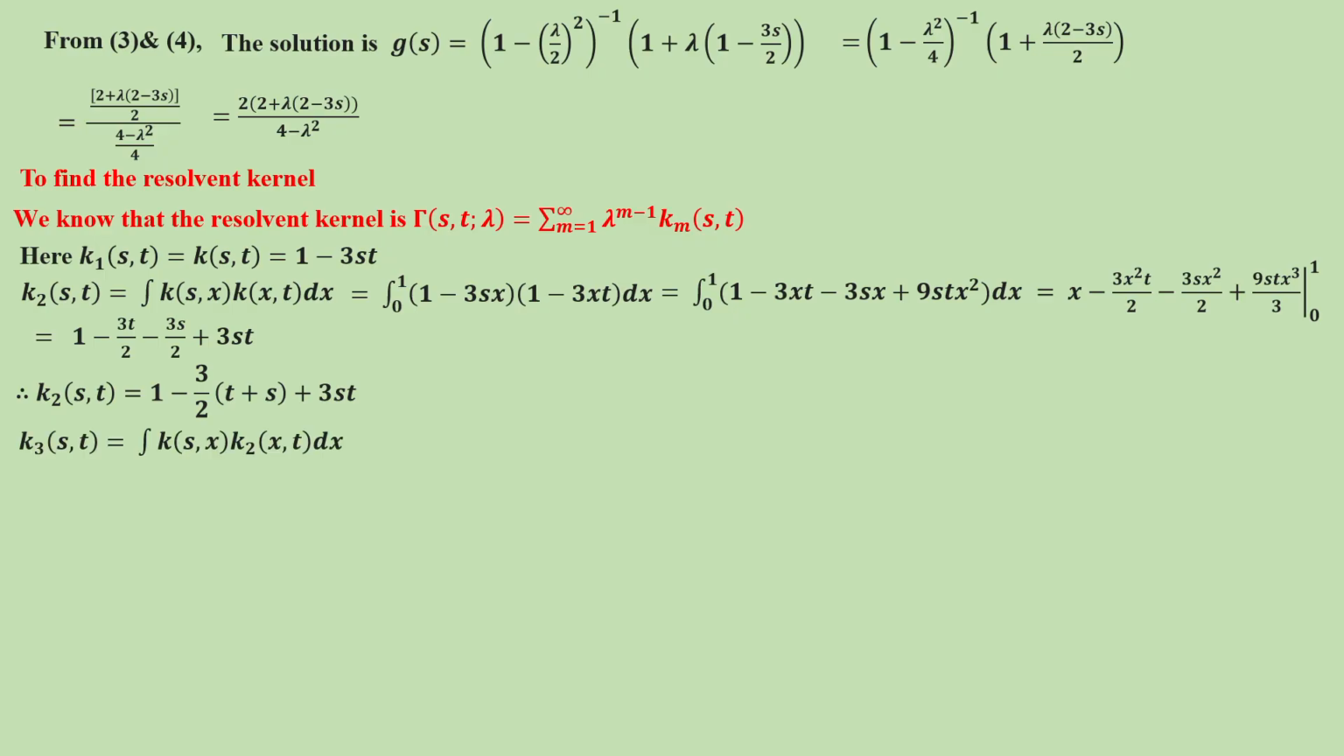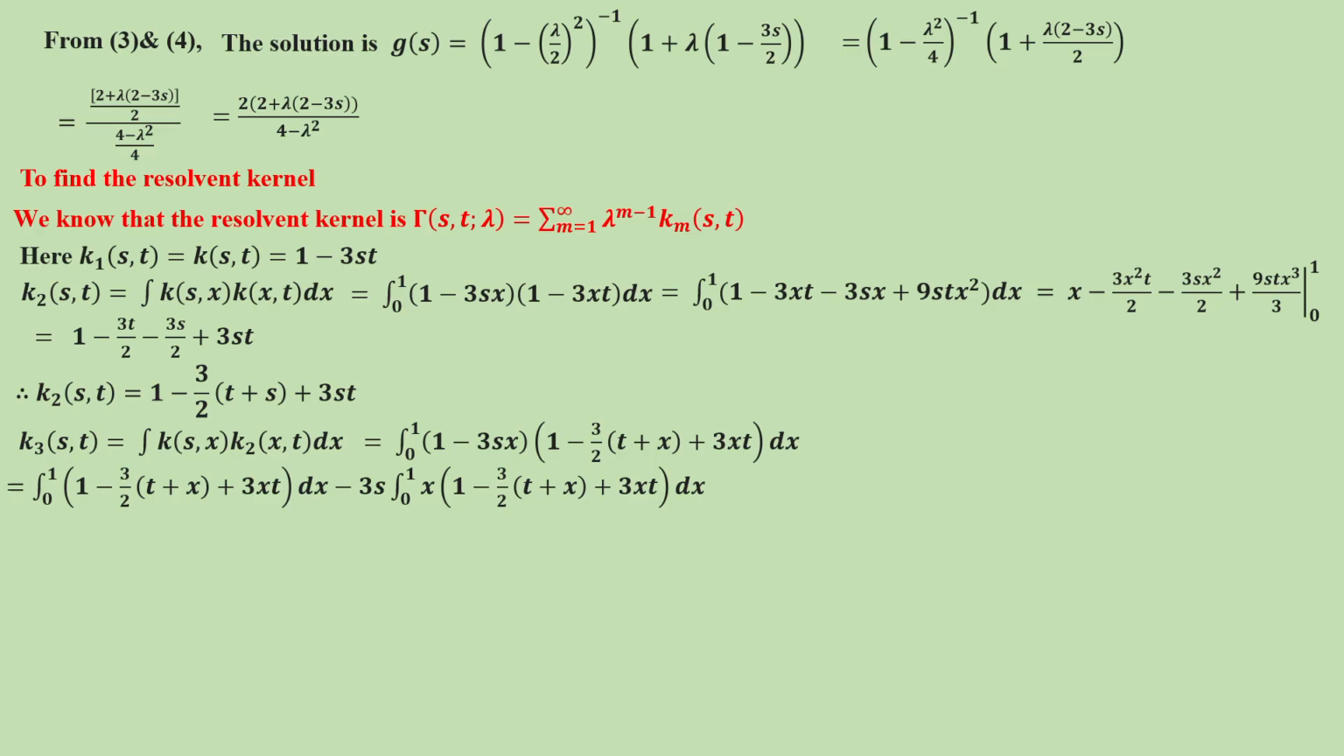So k3 of s,t is equal to the integral of k1(s,x) k2(x,t) dt, that is equal to the integral from 0 to 1 of (1 minus 3sx) into (1 minus 3/2 (t plus x) plus 3xt) dx. So substituting the value of k2 of s comma t, instead of s we are putting x, right? So replace according to that, right? So that is equal to the integral from 0 to 1 of (1 minus 3/2 (t plus x) plus 3xt) dx minus 3s times the integral from 0 to 1 of x into (1 minus 3/2 (t plus x) plus 3xt) dx. So separating all the things into individual integrals, then integrate.